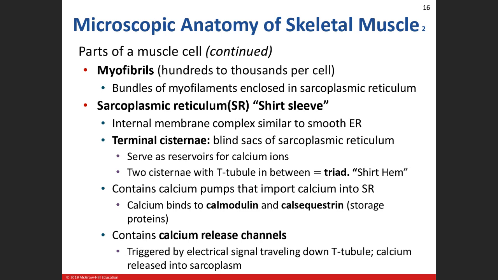Okay, so a couple more definitions here as we're talking about the muscle cell. The myofibers are going to be those bundled myofilaments, which are actin and myosin. Okay? And these myofibrils are surrounded or enclosed by the sarcoplasmic reticulum. And that sarcoplasmic reticulum is that tubular network. We saw it in other cells. It was similar to the smooth endoplasmic reticulum there.